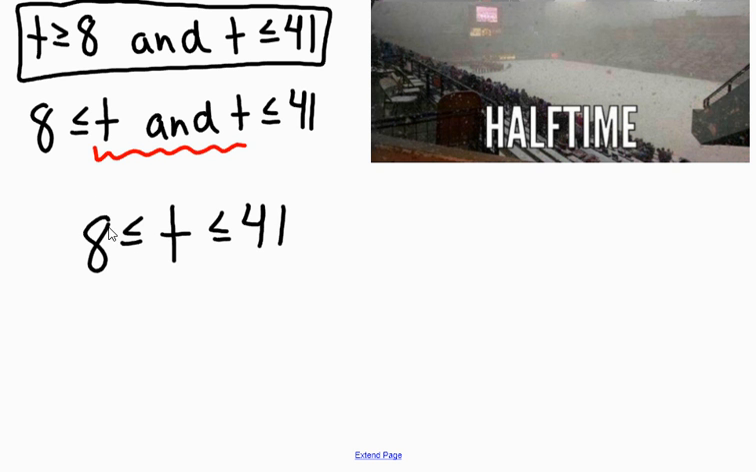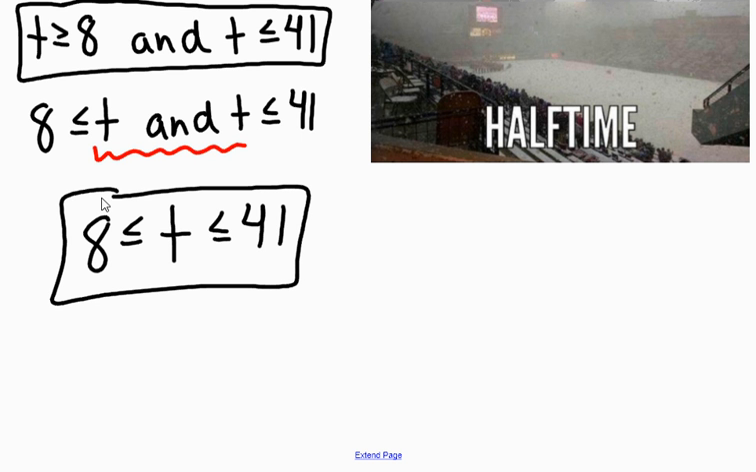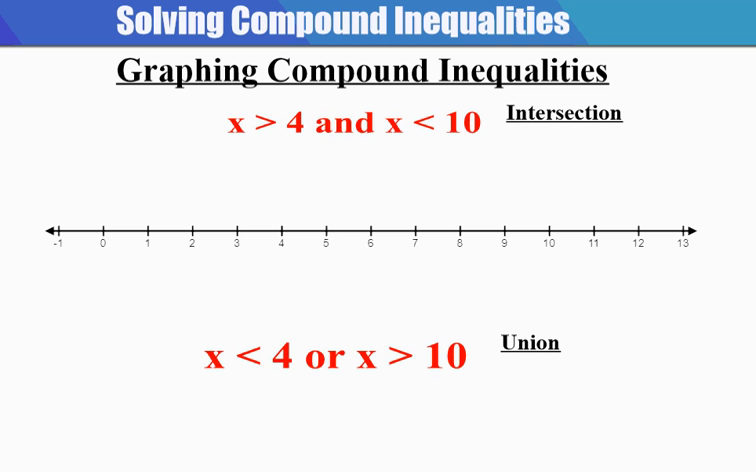So this is really read as 8 is smaller than t, and t is smaller than 41, which means that t is somewhere in between 8 and 41. So that's another way of writing that the temperature was in between 8 and 41. This is an example of a compound inequality. It is less than 41 and bigger than 8, because 8 is smaller than the temperature. We call this an and compound inequality, because you have to be bigger than 8 and less than 41.